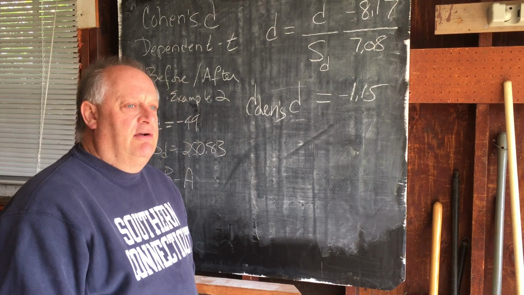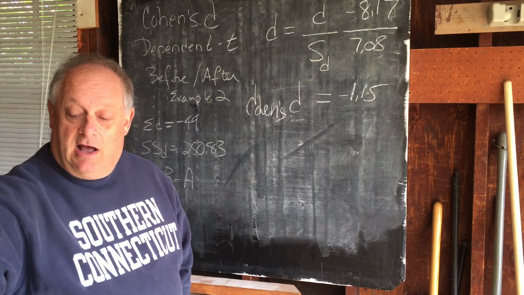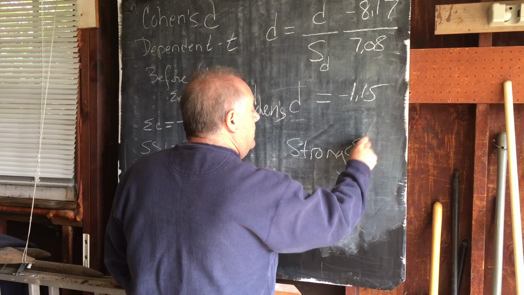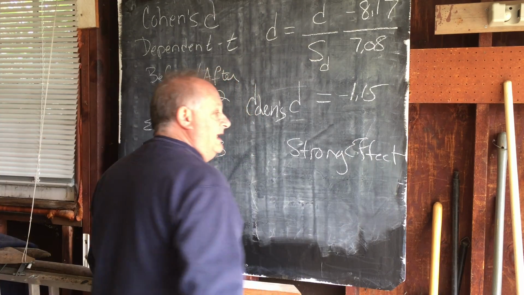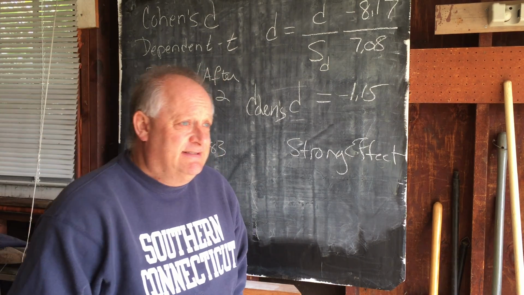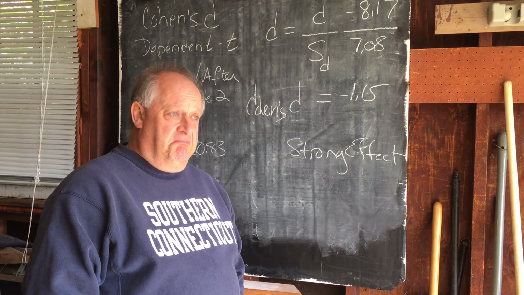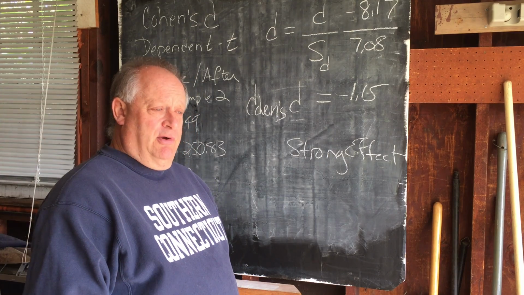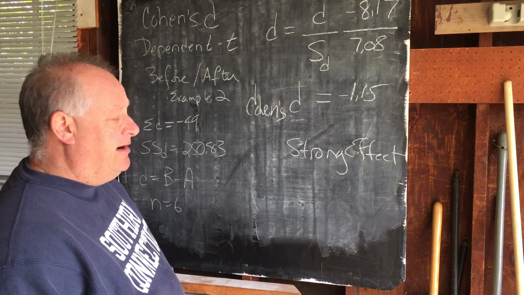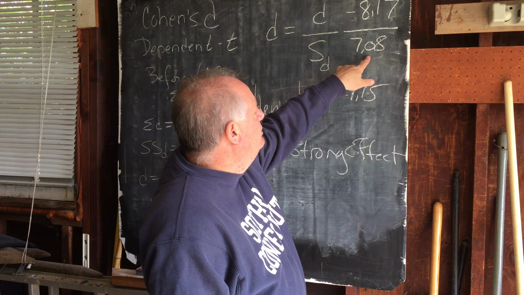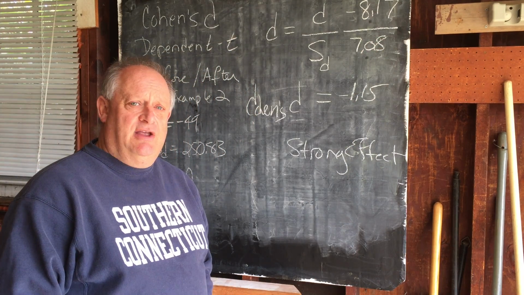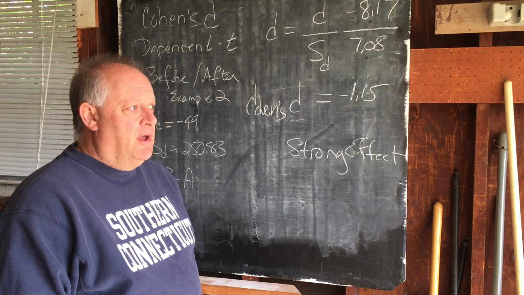And according to the criteria that Cohen gives us, that would be a very strong effect. What that means is, right, a difference, an improvement of 8.17 points on this exam is a big difference. 8.17 points doesn't seem like a whole lot, but what that's telling us is given the variability, the typical deviation between students, a group difference of 8.17 points is important.